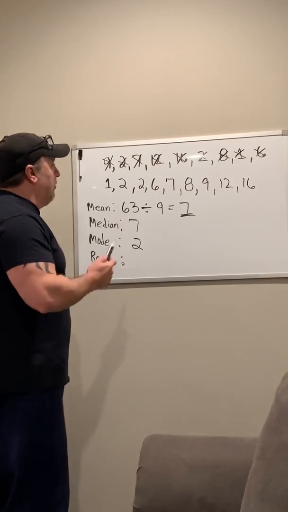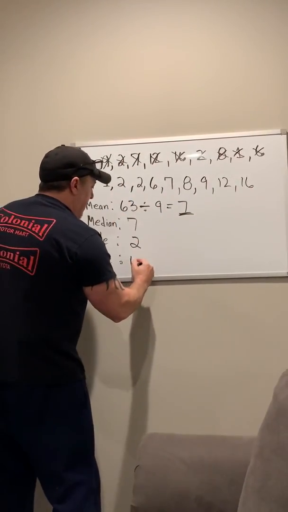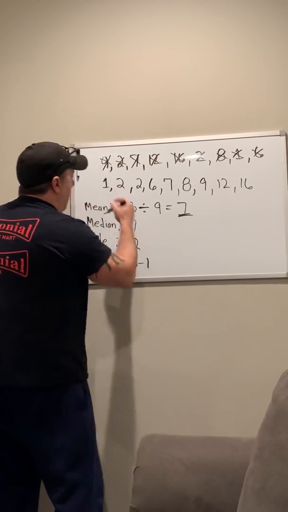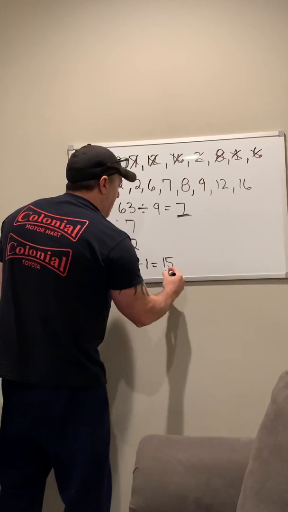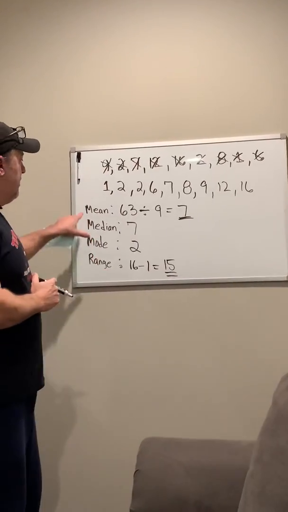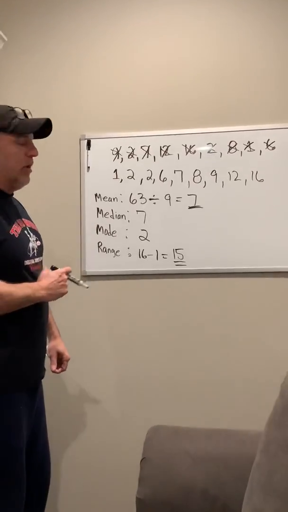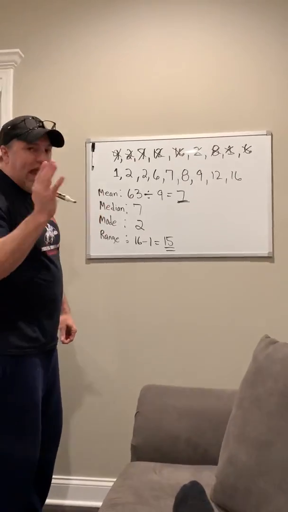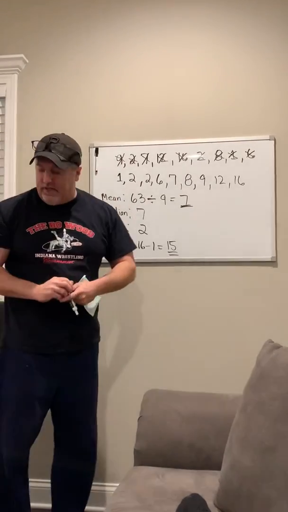And finally, range. Range is when you take the highest number and you subtract off the lowest number. The range of this group of numbers is 15. So that's how you do this. We found mean, median, mode, and range. I'm going to do one more problem for you with 8 numbers. Show you that sometimes the median gets a little trickier.